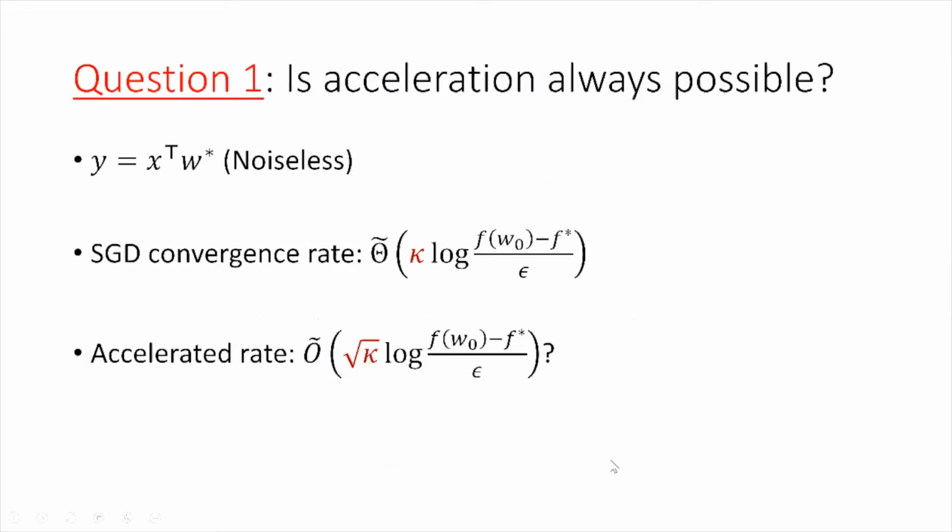The first question was whether acceleration is always possible, and let us give a counterexample to argue that it is not. Let's consider the noiseless setting where y is exactly equal to x transpose w star, and we have already seen that the SGD convergence rate is linear in the condition number. We are hoping that an accelerated rate of, say, square root of condition number is possible. There is no second term because this is noiseless, and the second term just disappears.